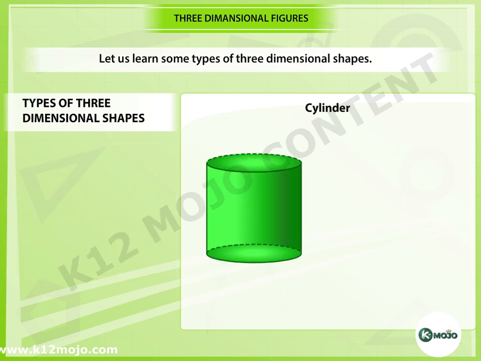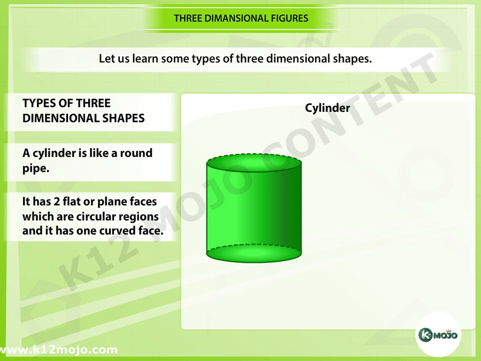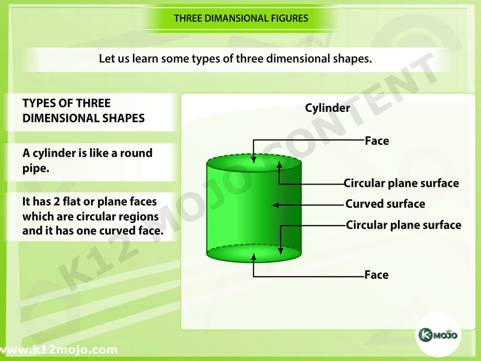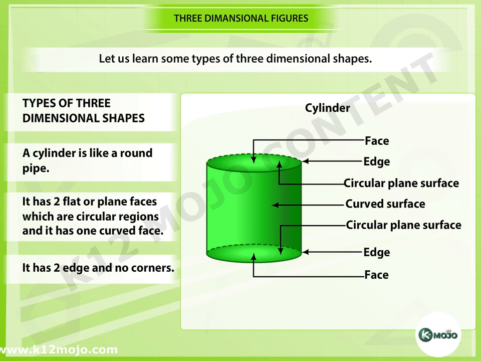Third is the cylinder. A cylinder is like a round pipe. It has 2 flat or plain faces which are circular regions, and it has 1 curved face. It has 2 edges and no corners. Examples of a cylinder are a test tube, a gas cylinder, a measuring jar, etc.